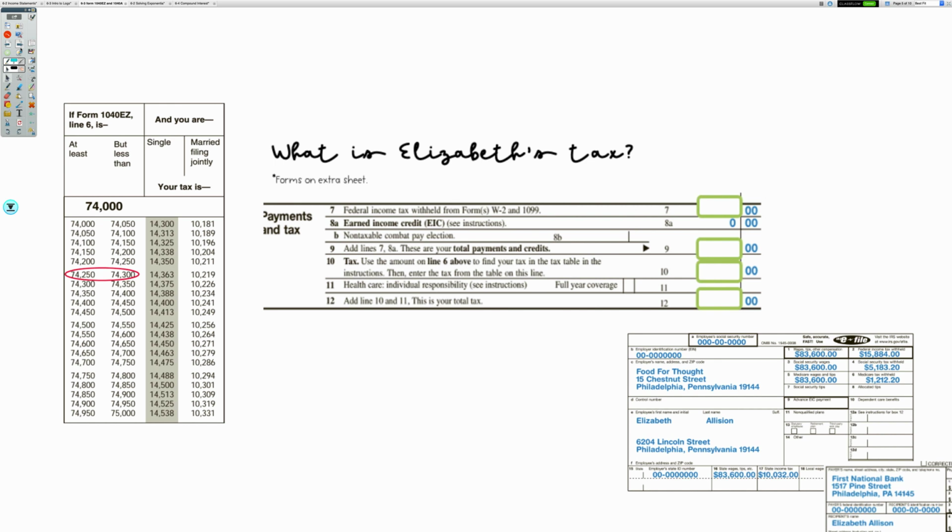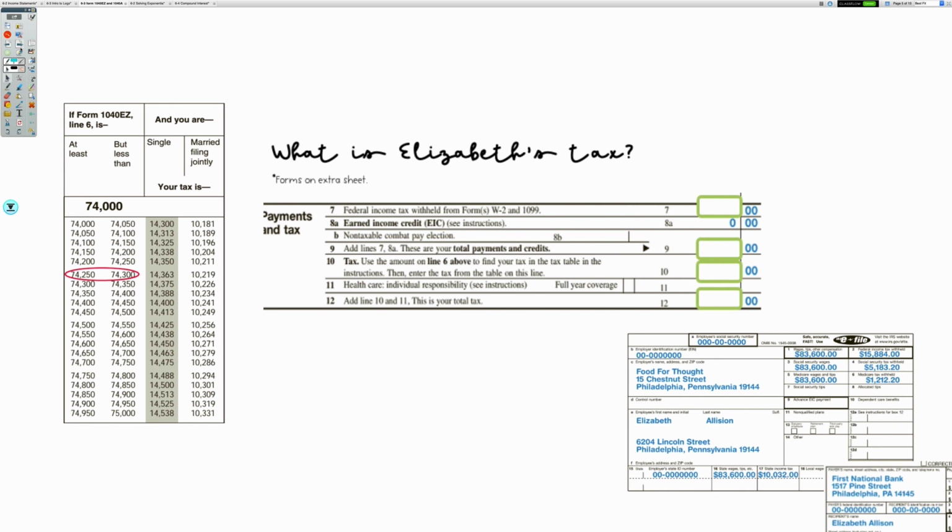Alrighty, so what is Elizabeth's tax? What we just calculated was just her taxable income, the amount of money she's going to get taxed on. Now we actually have to figure out how much tax she has to pay. So this is the rest of it. If you notice, the 1040 EZ ended with line 6, and this one starts with 7, so this is the rest of it. Line 7 is the federal income tax withheld from your W-2 forms and your 1099.